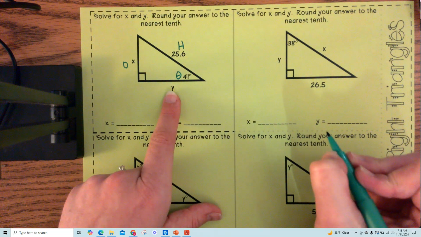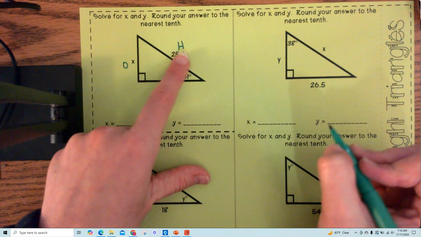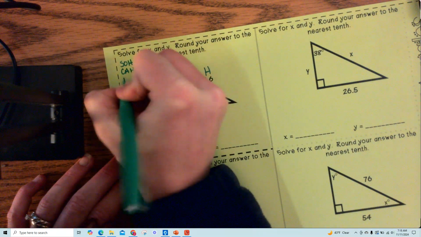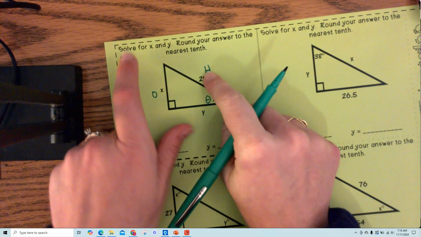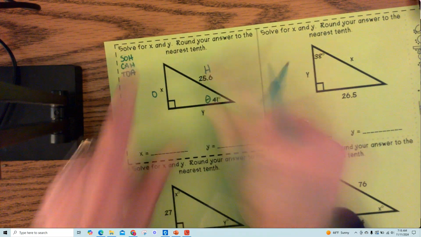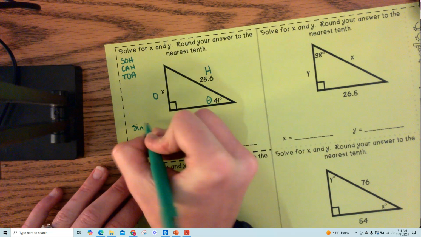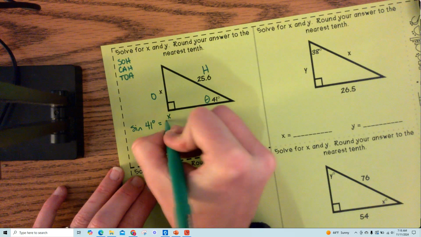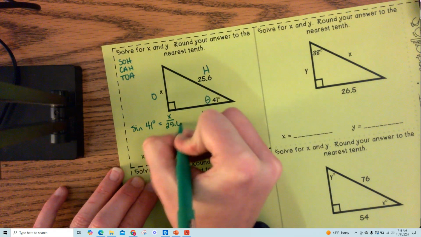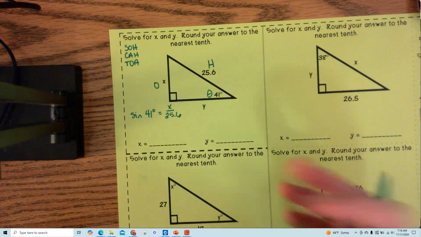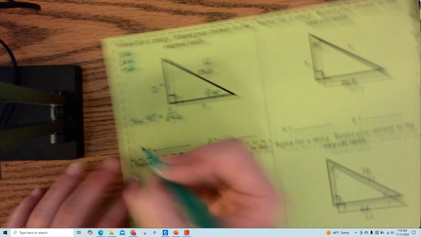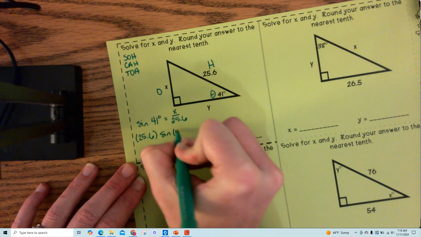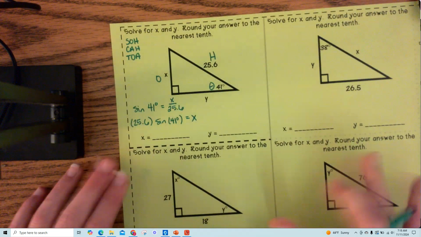Okay, so if I have opposite and hypotenuse, remember our little mnemonic, SOH CAH TOA. So I have O and H, that means I'm going to use sine. So the sine of the angle that we have is going to be equal to the opposite over the hypotenuse. Okay, if I'm solving this by hand, to get x by itself, I multiply both sides by 25.6. And that would solve for x.